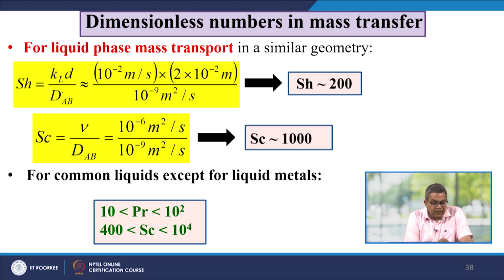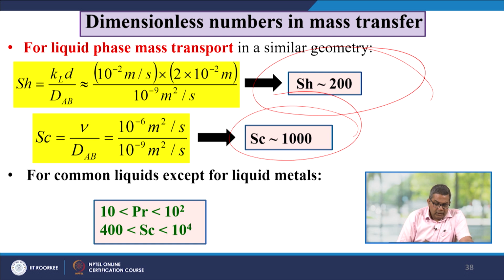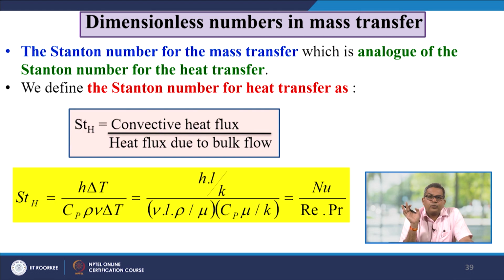Now, for a liquid phase mass transport system in a similar geometry, the Sherwood number can be represented as k_L d over D_AB, that is almost equal to 10 to the power minus 2 into 2 into 10 to the power minus 2 over 10 to the power minus 9, and the Sherwood number is almost 200. Now, if we compare with the Schmidt number, this comes out to be nearly 1000. So for common liquids except for the liquid metals, the Prandtl number is between 10 to 10 square, and the Schmidt number is between 400 to 10 to the power 4.